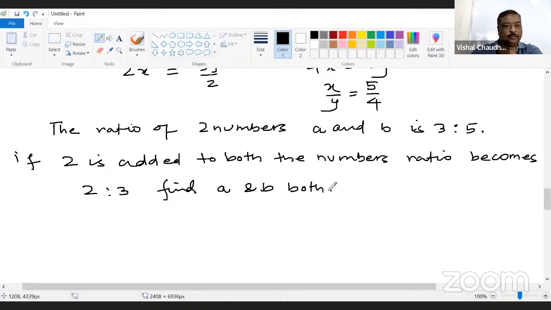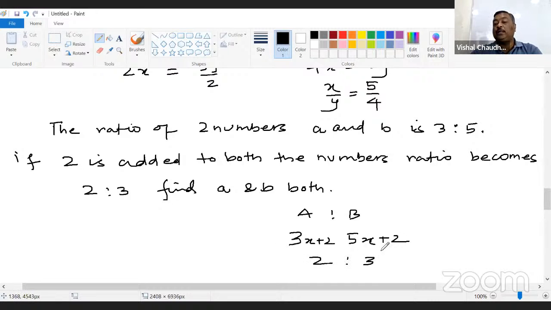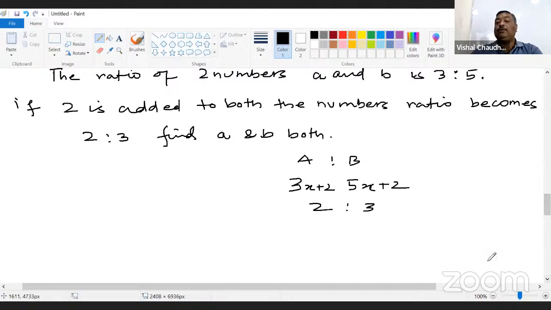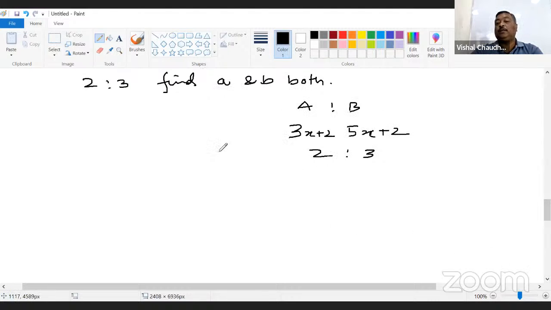Two and 8. Is there 15 and 14? Okay, let me. The ratio of two numbers A and B is 3:5. I will consider A is to B as 3x and 5x. Now it is saying 2 is added to both. 2 is added to both. The new ratio is 2:3. Let's equate this. Now how to equate this?